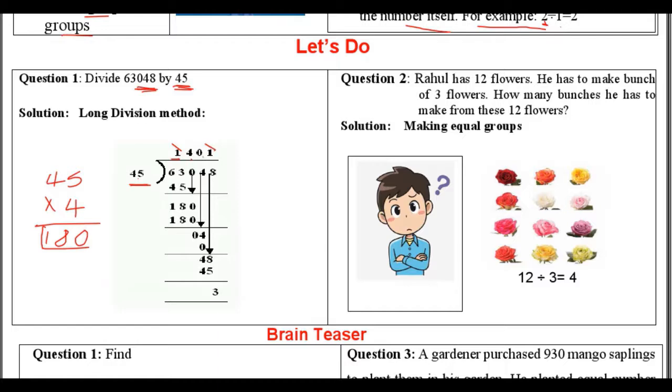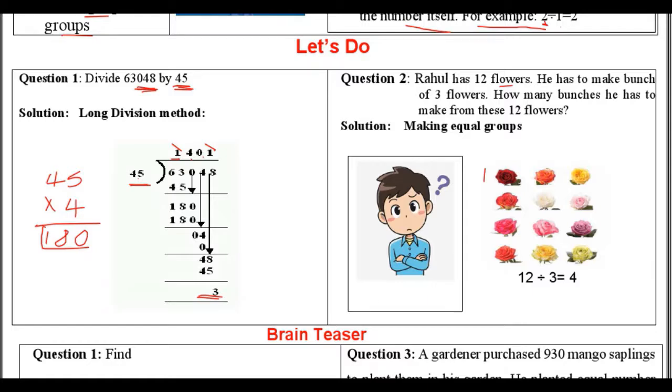You can see here. Then next you see is 8. You bring down 8. Now 48. Now simply subtract 45 from that 1 time. That gives you 3. Okay. That means here we get the answer as 1401.